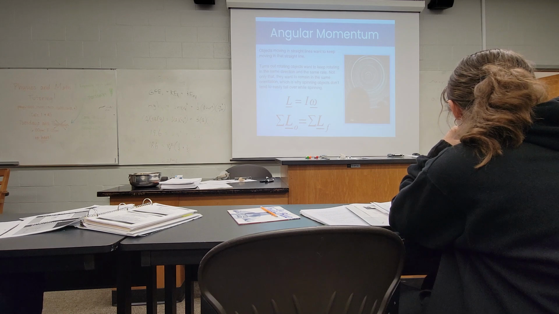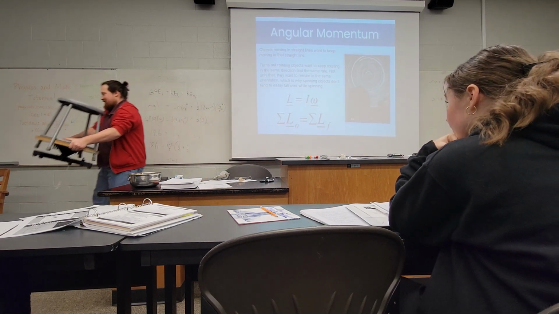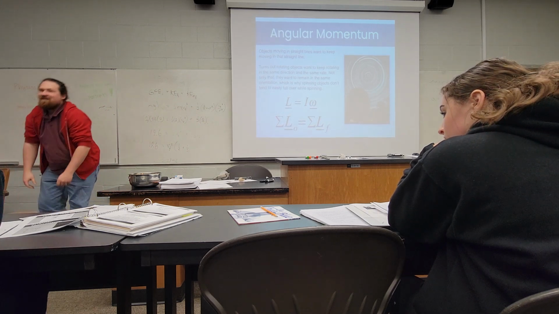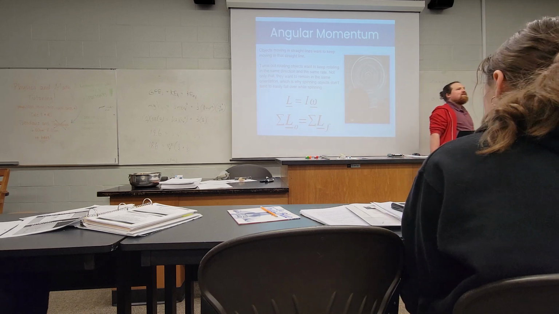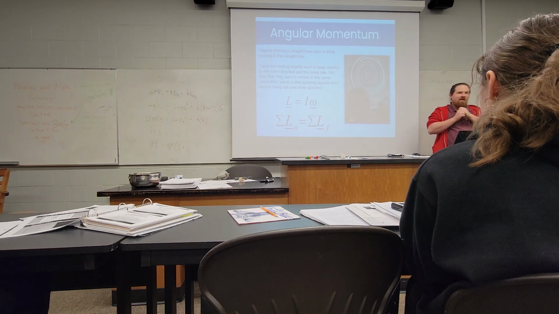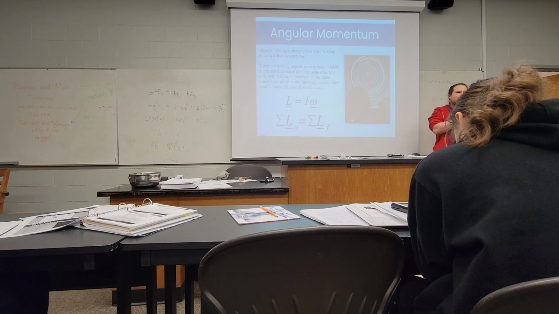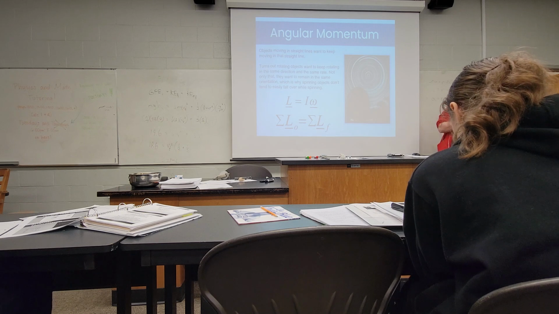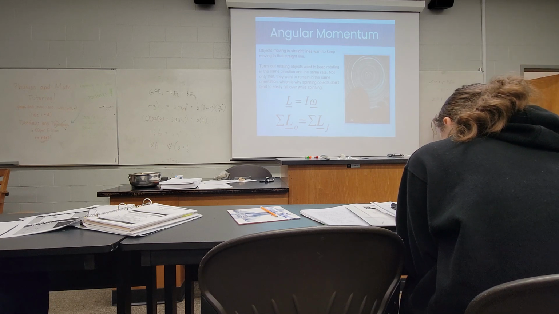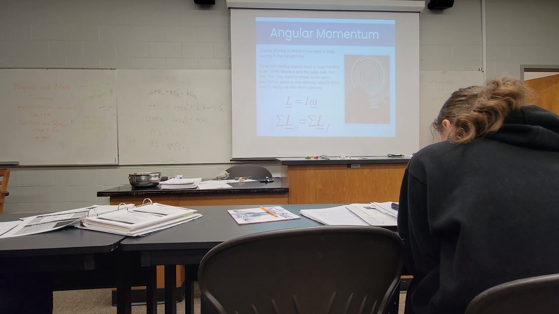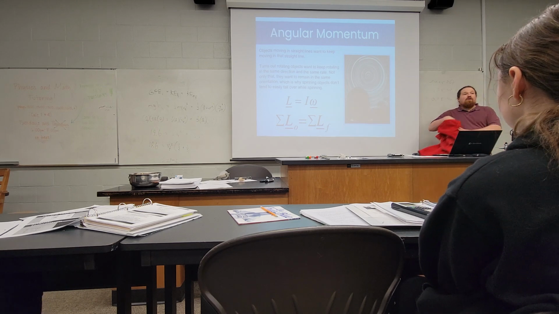Okay, ready. So, define linear momentum again for me. Mass times velocity. Mass times velocity, and it is a basic measurement of how much an object wants to keep moving in a straight line in a single direction, unchanging forever. And the harder it is to stop.